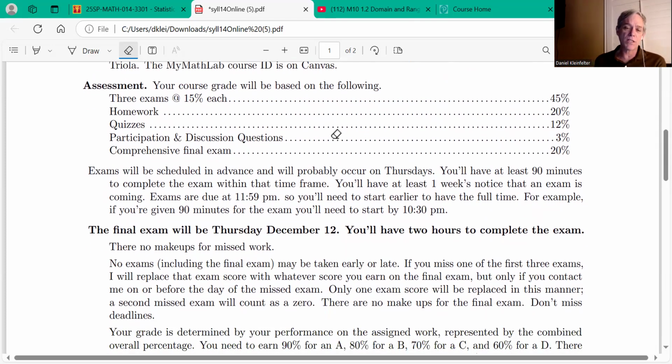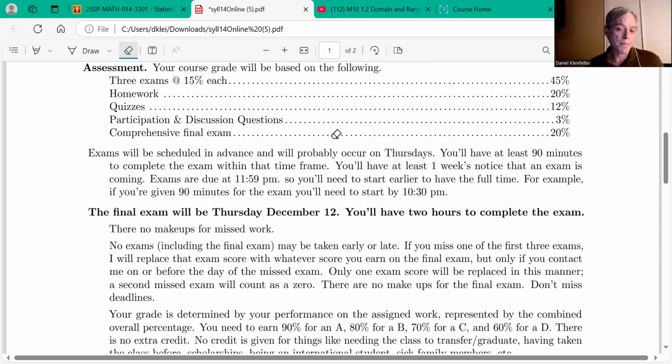Grading: over the course of the semester, we'll have 3 tests. Each one is 15% of your grade, making 45% of your grade altogether. Homework, 20% of your grade. Quizzes, 12% of your grade. Participation and discussion questions, 3% of your grade. Periodically, we'll have questions posted on Canvas, and those will contribute towards that 3%. At the end of the semester, a comprehensive final exam worth 20% of your grade.